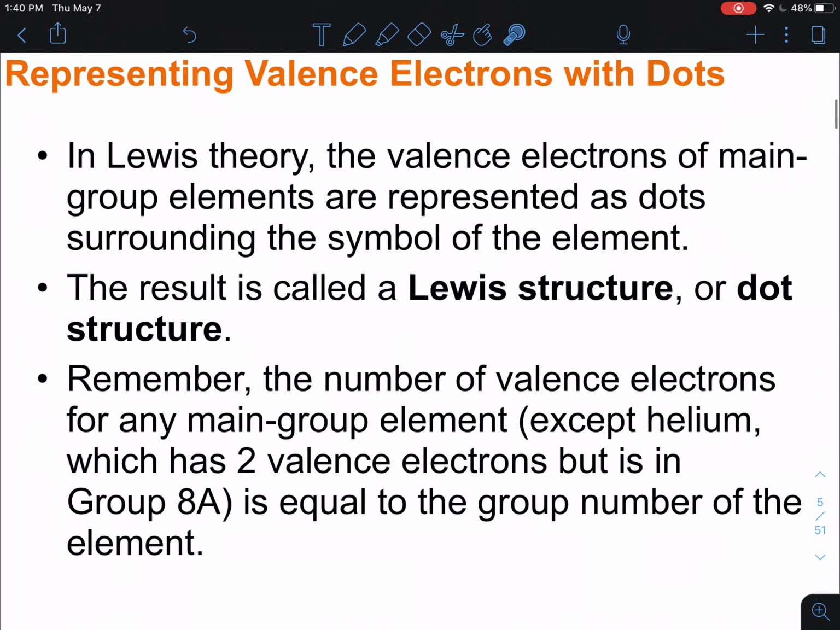So, in Lewis theory, the valence electrons of a main group element are represented as dots surrounding the symbol of the element. Right? This is the real basic, just like the first page of Lewis theory. This is called a Lewis structure or a dot structure. All right. Remember that the number of valence electrons for any main group element, except helium, which has 2 valence electrons, is equal to the group number of that element.